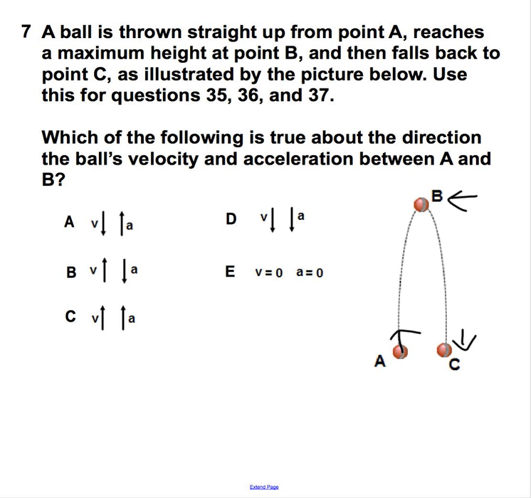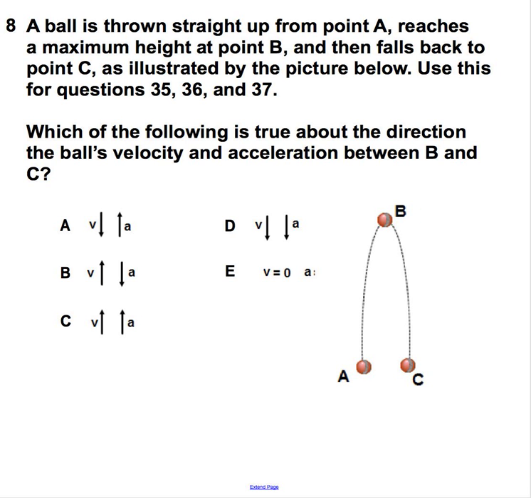A ball is thrown straight up from point A, then to point B, then to point C. Which of the following is true about the direction of the ball's velocity and acceleration between A and B? That means while it's going up from A to B. What is true about the direction of this velocity and acceleration? Which vectors show the proper directions? Stop the tape and see if you can answer the question. Well, as it's going up, the velocity is going to be up, but the acceleration vector is always down. So velocity will be up, acceleration is down.